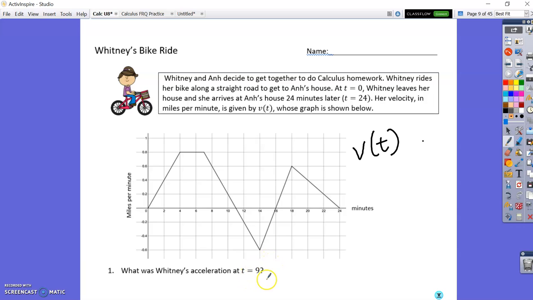And so we want to know her acceleration at time 9. So 9 is right here-ish. And since we want acceleration, we're looking for slope at 9. And it looks like the slope is -2 over 1.